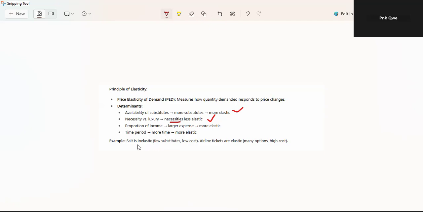Salt is inelastic because there are few substitutes and it is low in cost. Airplane tickets are elastic because you have many options. If too expensive, you just use a bus altogether. So in this case, you will need to choose the best available option. I hope it's clear. Okay, can we proceed?